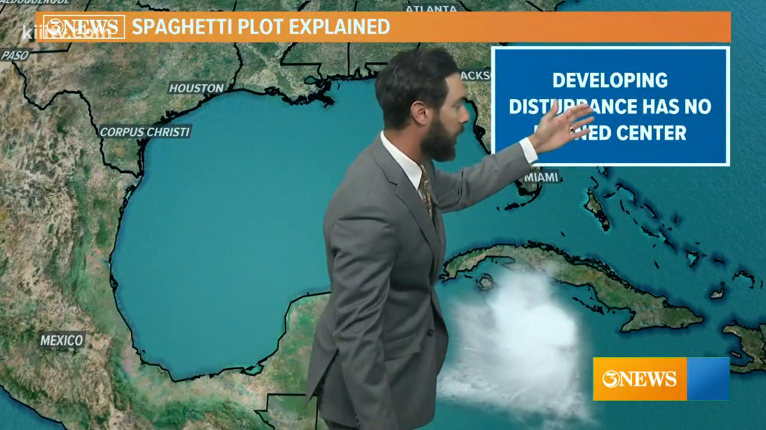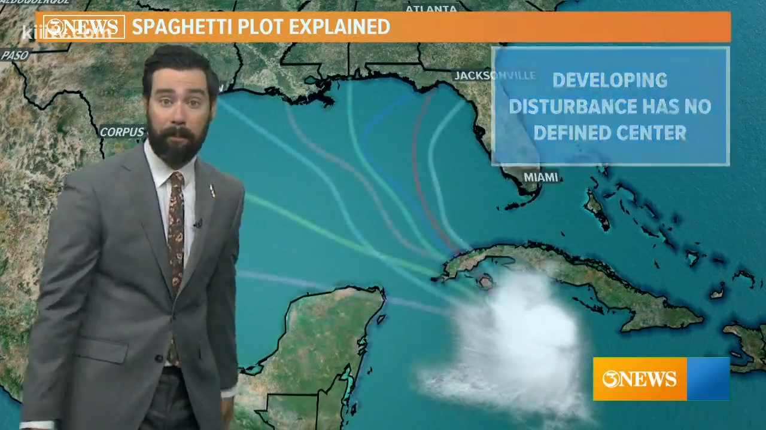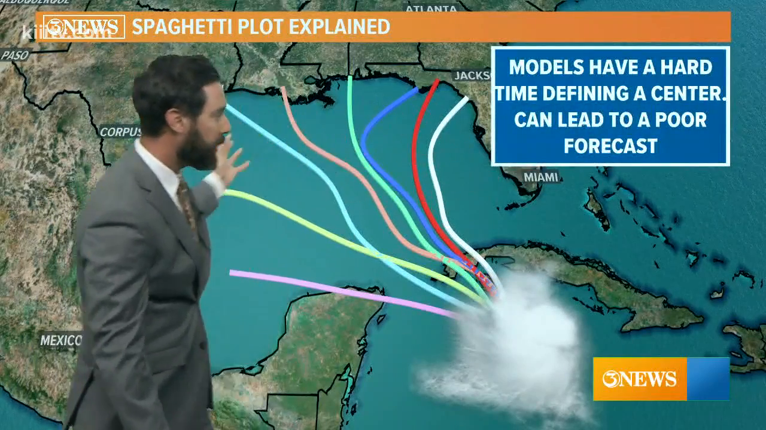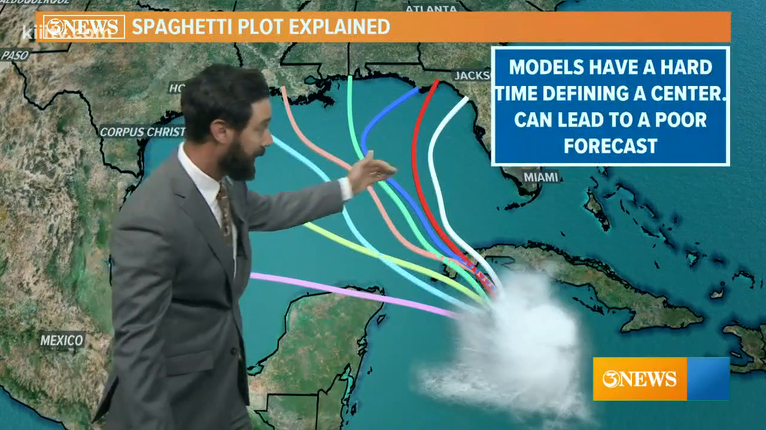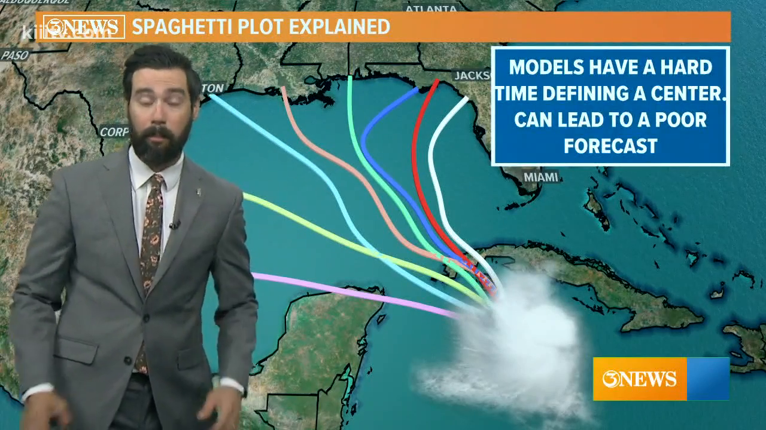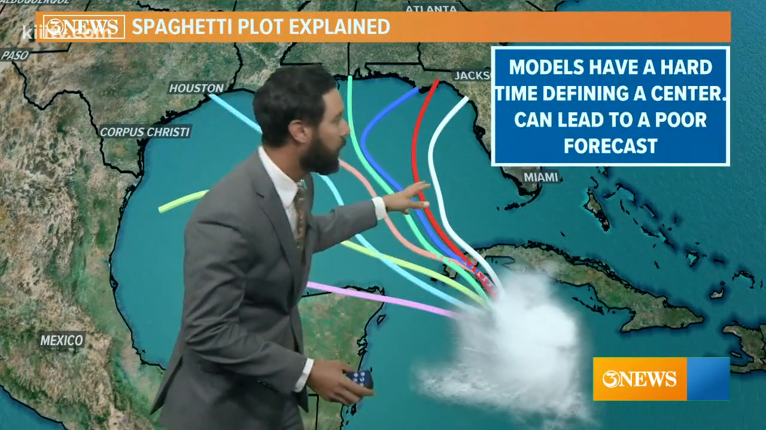A developing disturbance, though, initially has no defined center. So a lot of times the spaghetti plot will be all over the place, running the full gamut of the Gulf of Mexico. When you see spaghetti plots like this, they offer poor confidence, poor reliability in the forecast. They don't know where the center is, so they're all over the place.